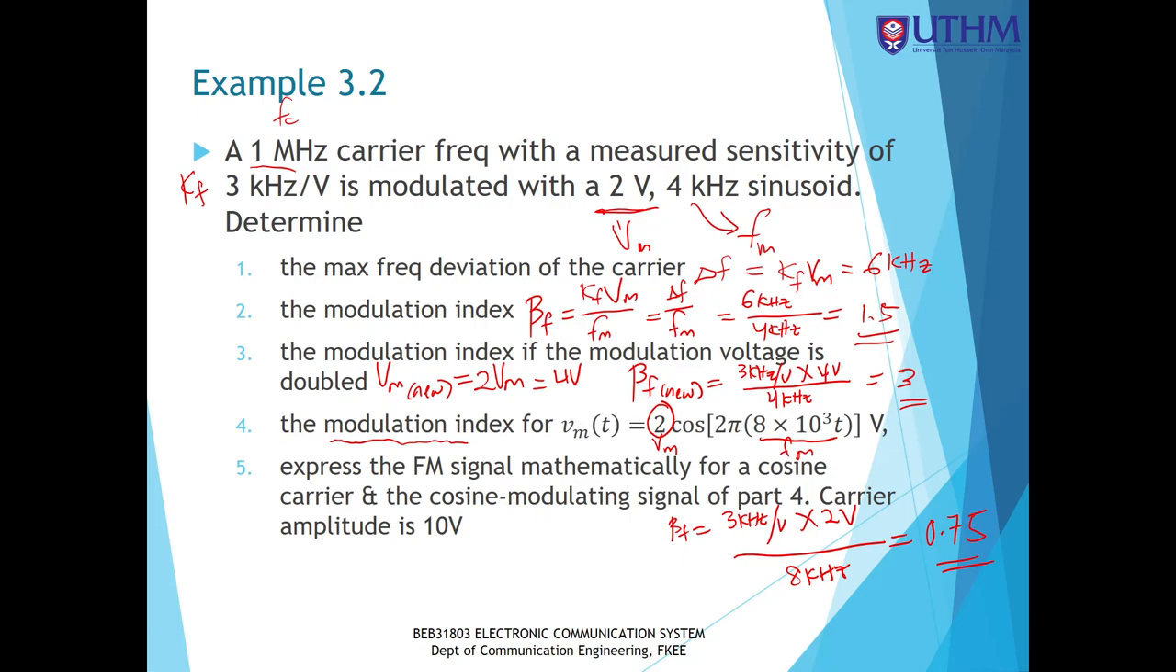Okay, ini kalau ada soalan boleh tanya, terus tanya. So the next one is question number 5. Express the FM signal mathematically for a cosine carrier. So you are given a cosine carrier and a cosine modulating signal. Now the question asks you to define the FM signal equation in terms of cosine, both cosine. Okay, so you are given based on part 4.